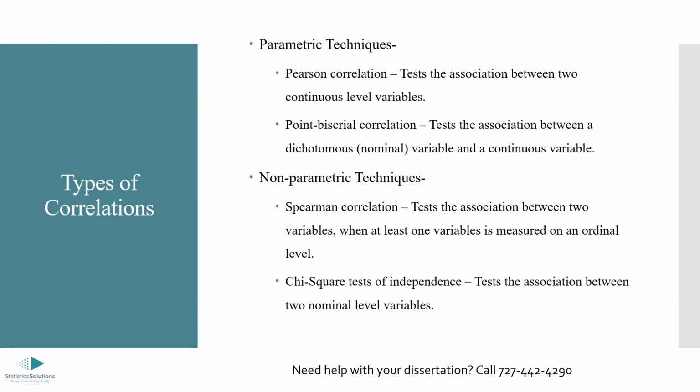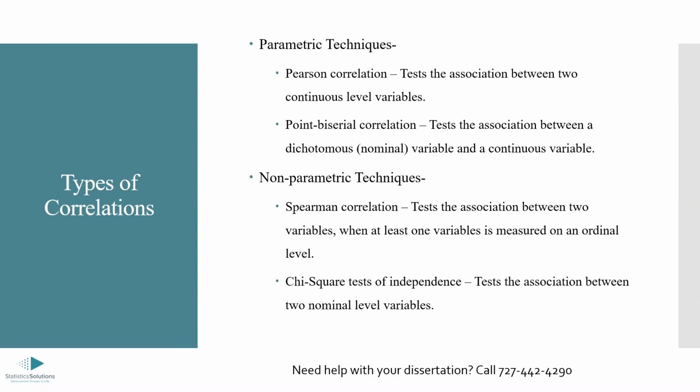A Spearman correlation is now under the non-parametric technique family. A Spearman correlation tests the association between 2 variables when at least one is measured on an ordinal scale. So if you had a continuous variable and an ordinal variable, you would run a Spearman correlation. If you have two ordinal variables, then you would run a Spearman correlation.